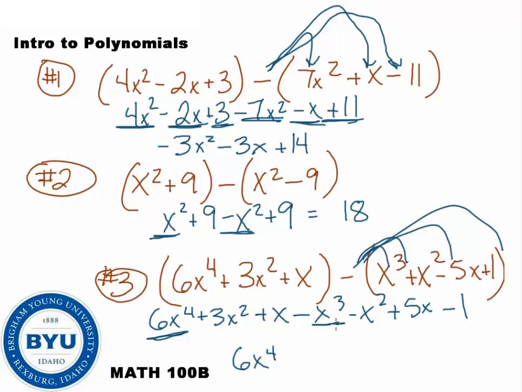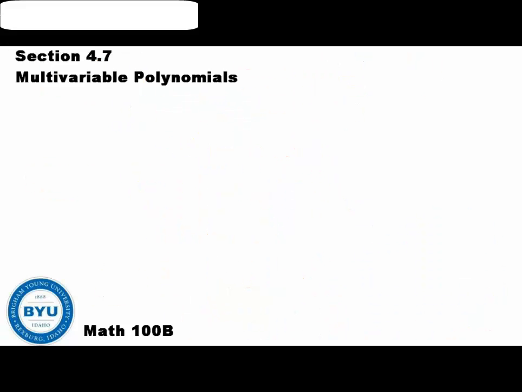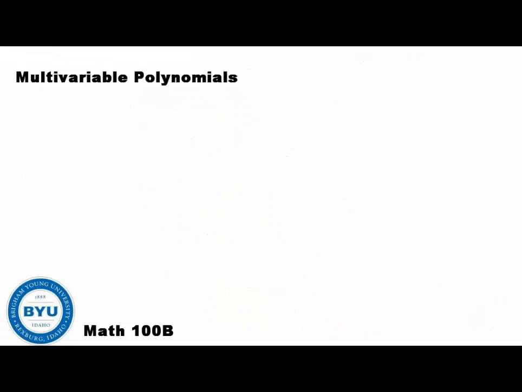x cubed, here's an x cubed. No other x cubes though, so we'll just write that in, minus x cubed. x squared is 3x squared minus x squared. So 3 minus 1, that's 2x squared. Here we have a plus x and a plus 5x, that's plus 6x, and lastly a minus 1. So that is the answer for the third one.